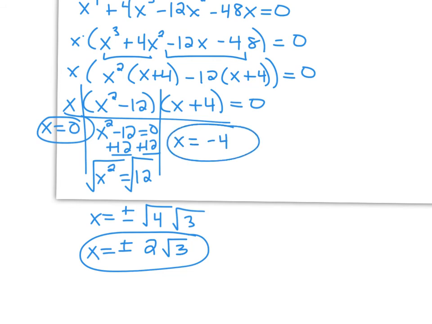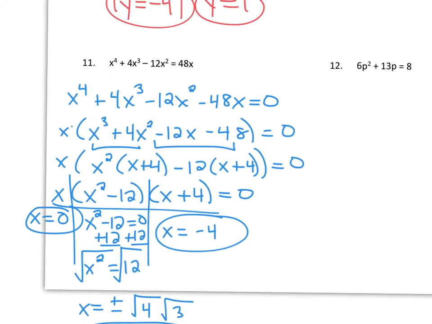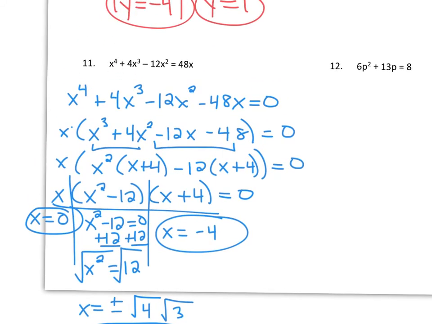Okay, so these are our 4 answers. 1, 2, 3, 4. And the reason we have 4 answers is because the biggest exponent tells us the maximum number of answers that we're allowed to have.